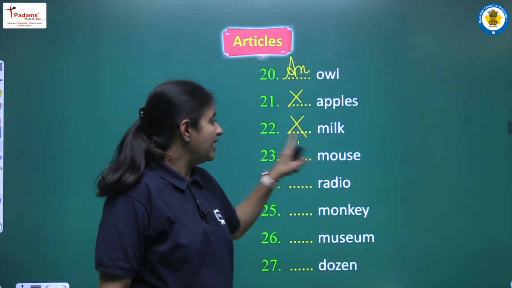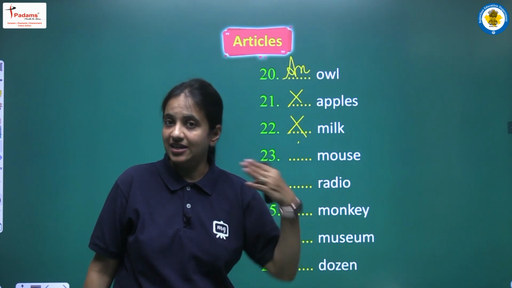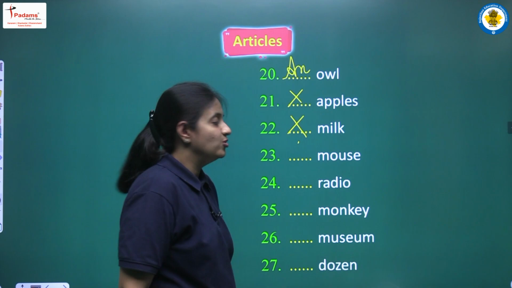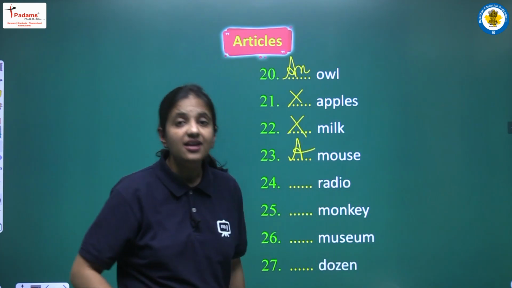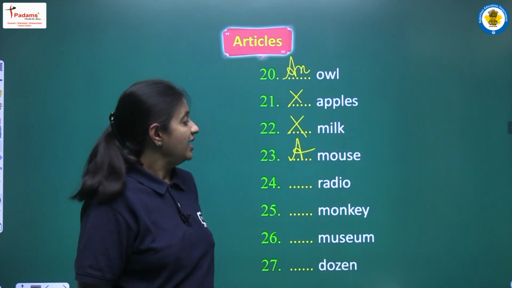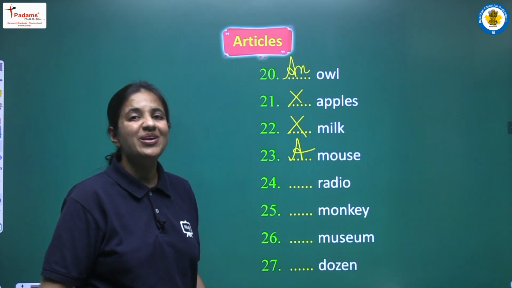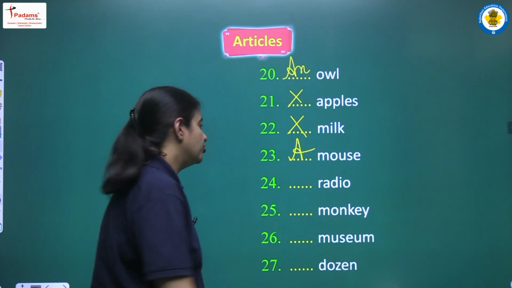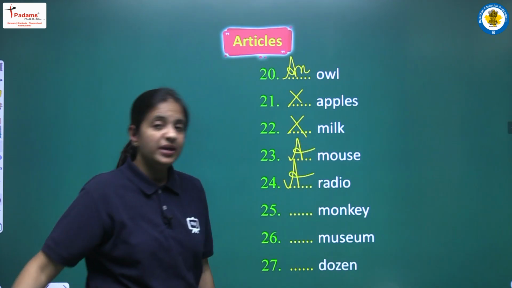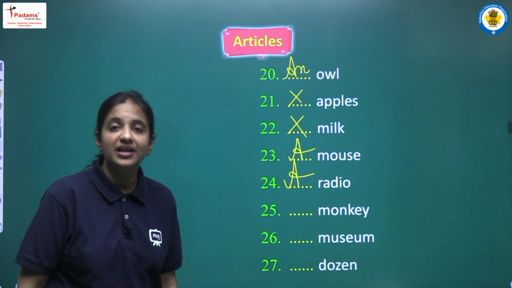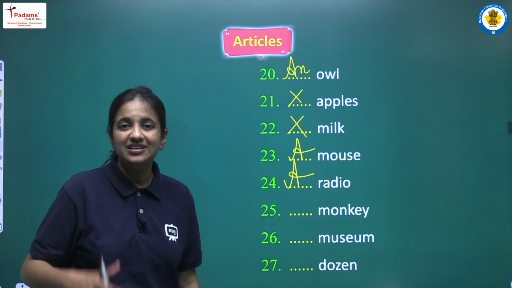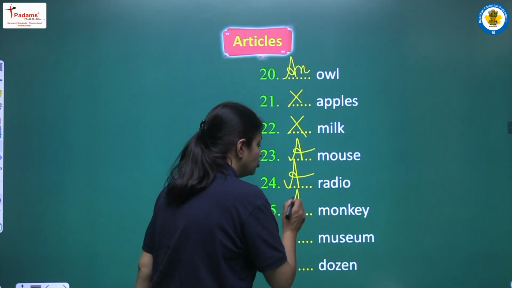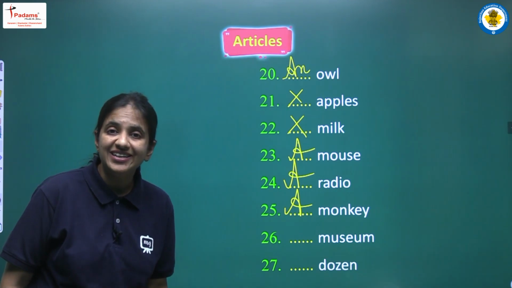Okay. Next we are having mouse. So yes, mouse, it is a noun, it is a singular noun, and yes, it is a countable noun. So according to the sound we are using the article here. So here we have to use A and it will be a mouse. Next is radio. So for radio again we have to see the pronunciation. So starting sound that we are having here is consonant sound, and for that we have to use A. So it will be a radio. Next we are having monkey. Again the starting sound that we are having here is M. M, it is one of the consonant sound. So for consonant sound we have to use A. So it will be a monkey.